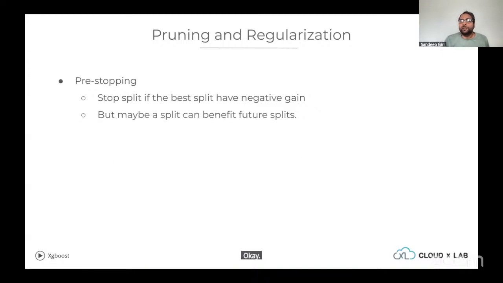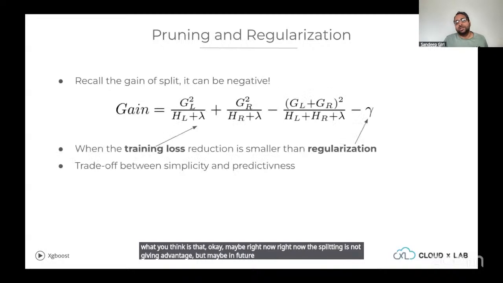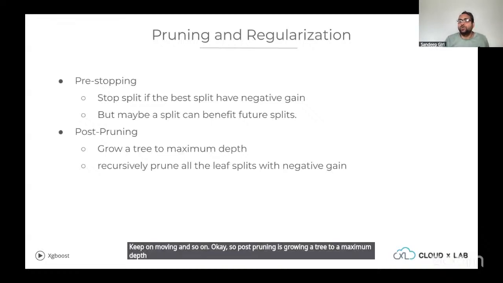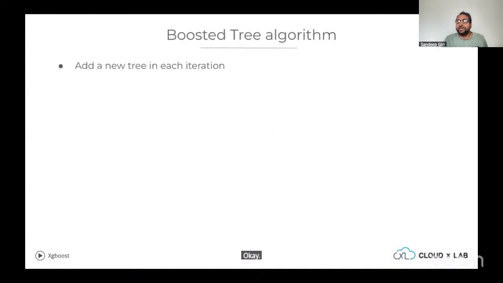Stop splitting if the best split has negative gain, but maybe a split can have a benefit further on. Sometimes there is an ungreedy approach. Sometimes you think that right now splitting is not giving an advantage, but maybe in the future it will, so you just keep moving on. Post pruning is growing a tree to a maximum depth and recursively pruning all the leaf splits with negative gain. That's essentially what it is.